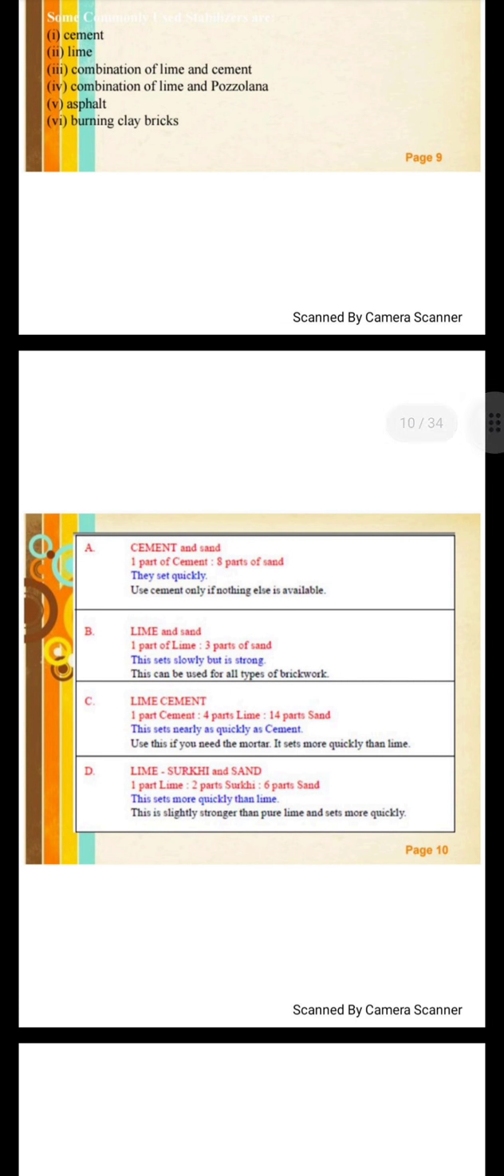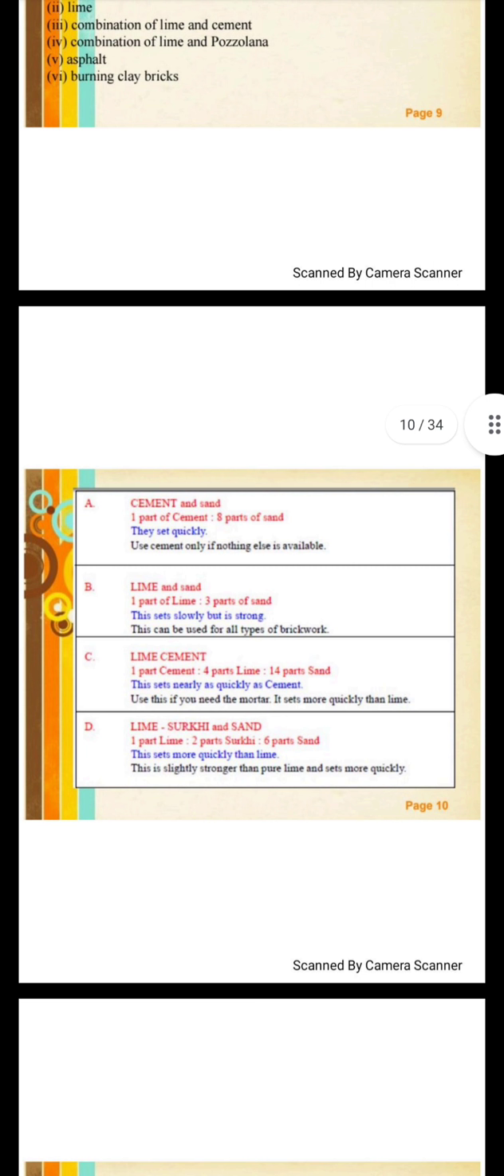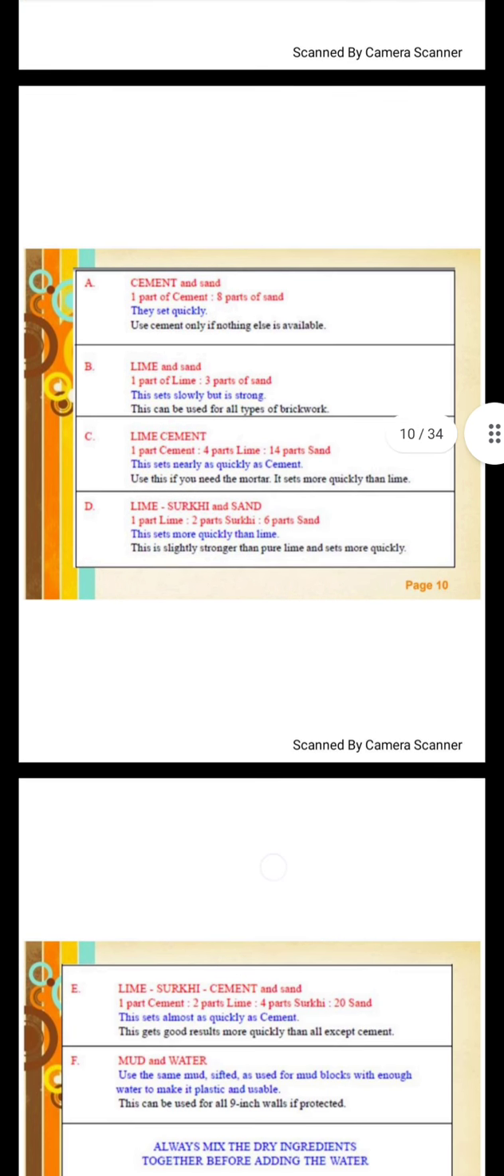Lime, surki and sand: 1 part lime, 2 parts surki and 6 parts sand. This sets more quickly than lime. This is slightly stronger than pure lime and sets more quickly.